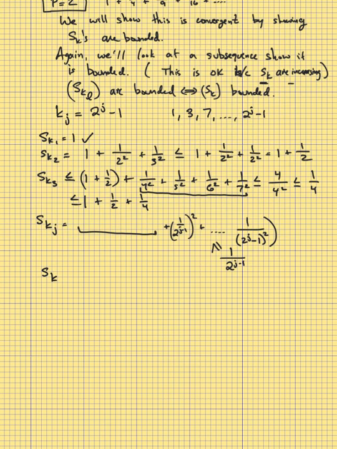so the s sub k sub j's, I'll just say, are all less than 1 over 1 minus a half, which is 2 for all j. Okay, so therefore it's convergent. And again, we don't know what the limit is. Okay, so the limit is, well, it turns out to be strictly less than 2.